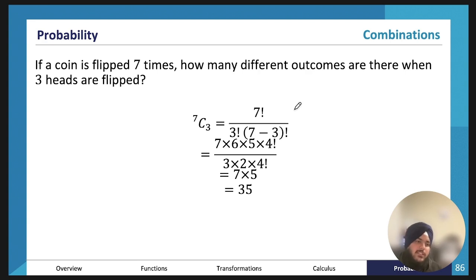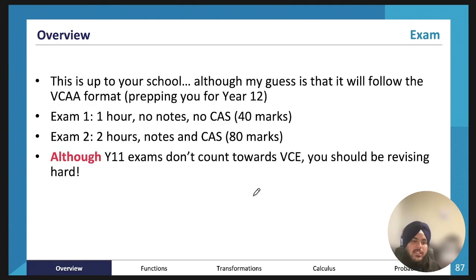So here was just a quick example. If a coin is flipped 7 times, how many different outcomes are there when 3 heads are flipped? Basically, n is going to be 7, and 3 is going to be r. So we just put this into the formula, and we should get 35 as our answer. Again, let me know if you have any questions in terms of this formula, but otherwise it should be pretty straightforward.